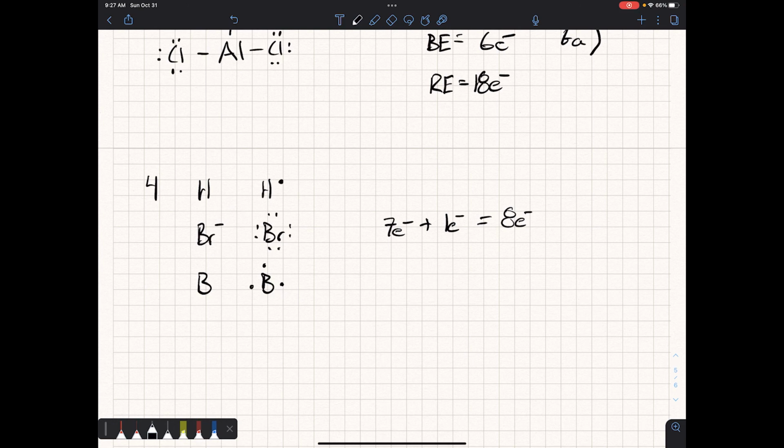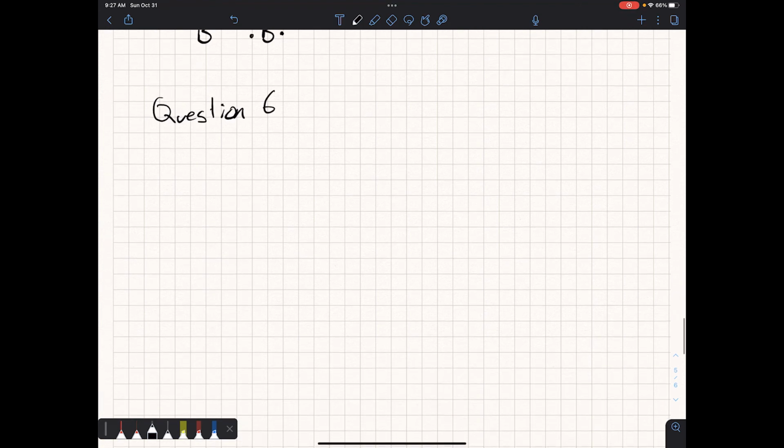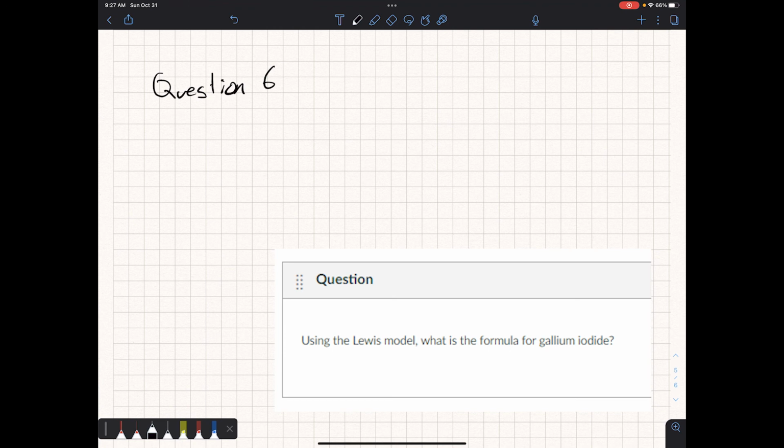All right, let's move on here. We're now on question 6. And for question 6, I have to do a Lewis dot structure for gallium iodide. So it's going to be gallium, and we're going to have iodide.